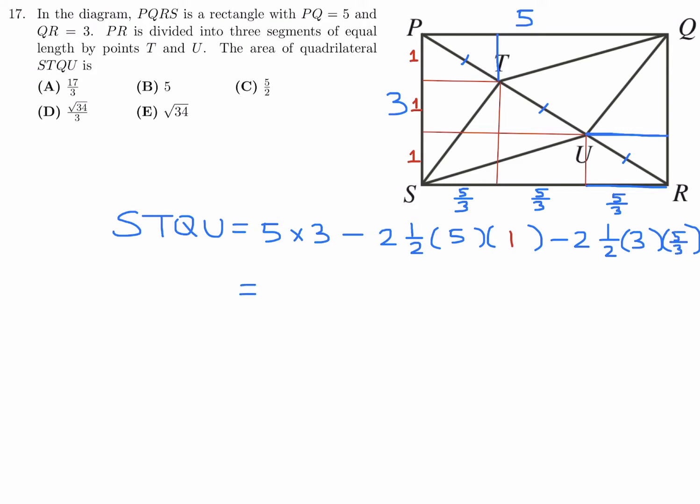And that will give you the area. So here we go. This is 15, this is 5, and this is 5. So 15 minus 10 is 5. So number 17, the answer is B.